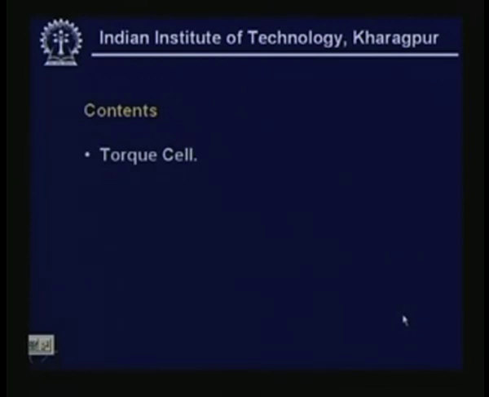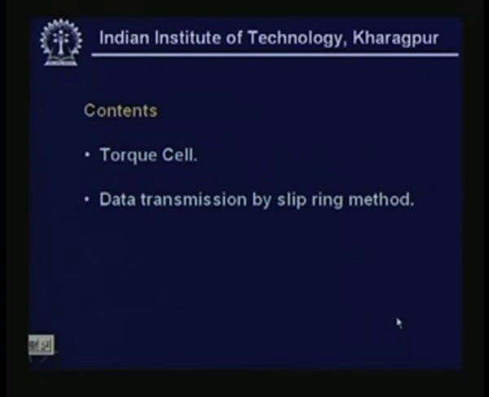It contains the torque cell and data transmission by the slip ring method. Torque cell means we will cover all three different cells, but when the question of data transmission comes, it is basically the third type of torque cell which we will discuss, which is based on strain gauges. So, it is concerned with the third type of torque measurement technique, and wireless data transmission. There is the slip ring method, and then there is wireless data transmission. This we will discuss in detail.